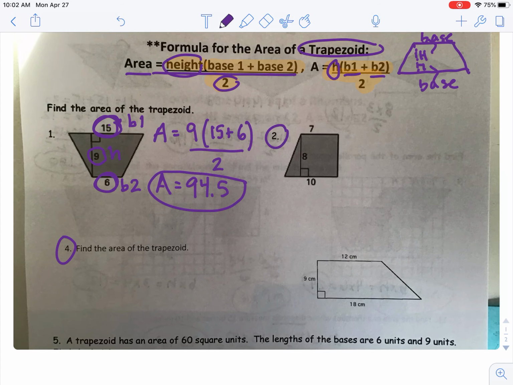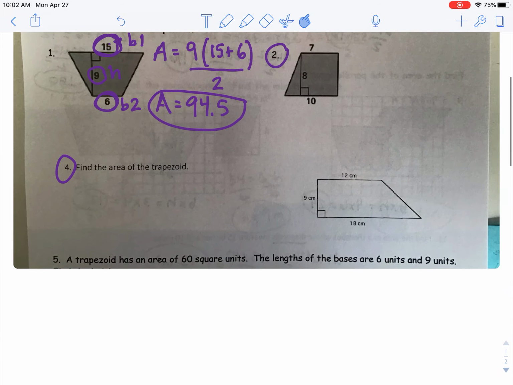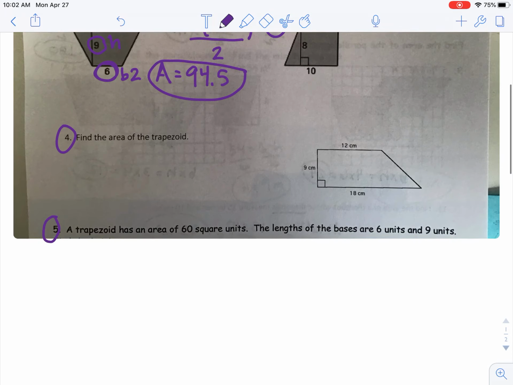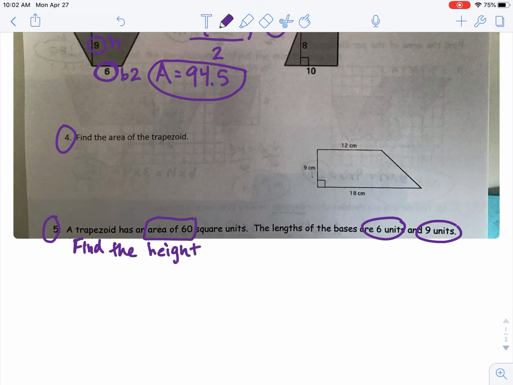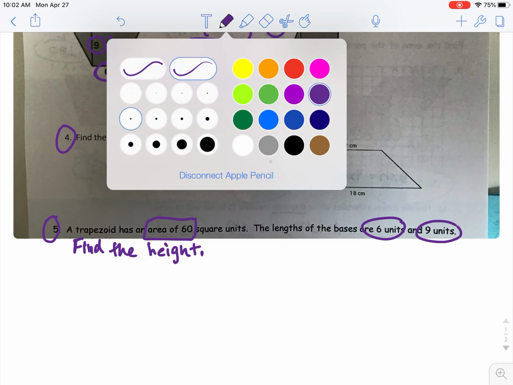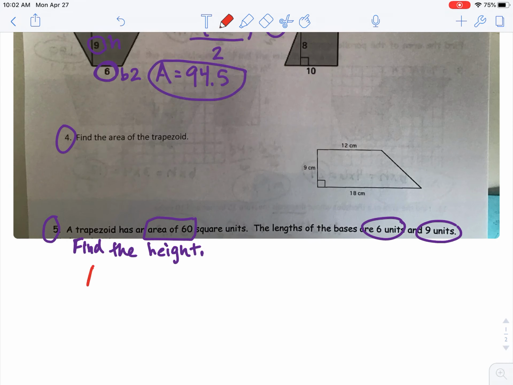I want to talk a little about number 5. When you get to number 5, it's a little more tricky. Sorry, it's cut off here. But it said a trapezoid has an area of 60. The lengths of the bases are 6 and 9. And then it wanted you to find the height. So this is one where you're going to have to work backwards. So let's go to our formula again. Okay, so my formula was A equals H times B1 plus B2, all divided by 2.